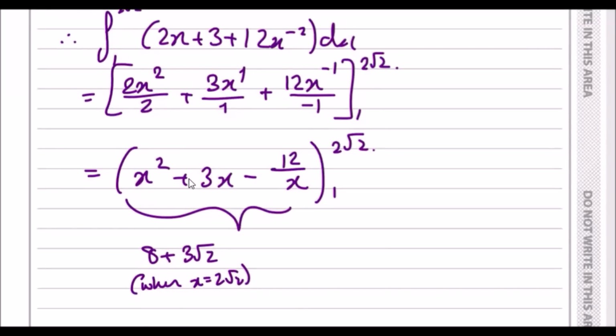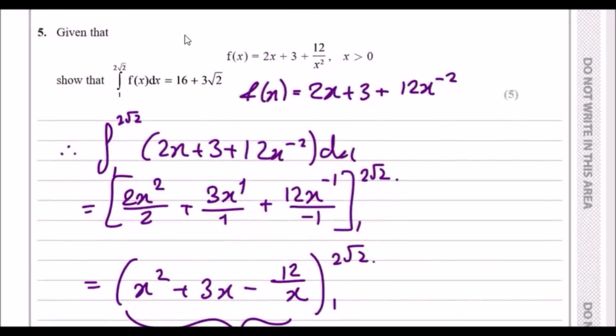So always give a reason. Then the second one would be minus, and when you plug in 1, you're going to have 1 plus 3 minus 12. So you can get minus 8. So these are your two solutions, this one here when x equals 1. So it's always like that. It's always the upper limit minus the lower limit.